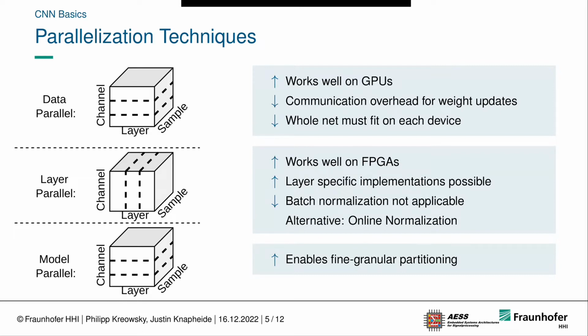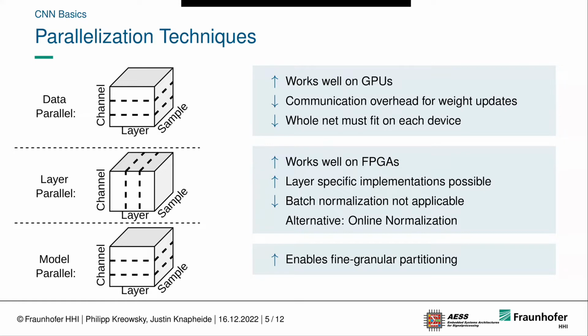As a little side note, batch normalization is not applicable in this layer parallel approach, as data streams through the cluster, so you can't really normalize over a whole batch. We use a promising alternative, online normalization, which is basically a moving-average-esque filter. And with the model parallelization, it enables us to do more fine-granular partitioning of the network on the cluster.